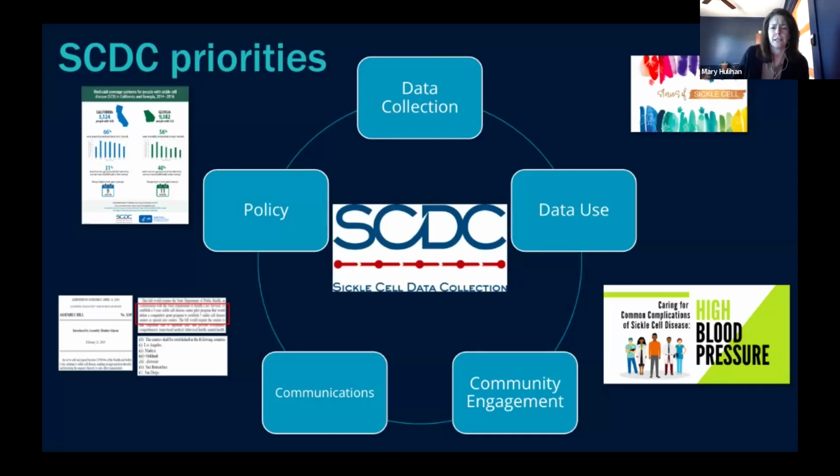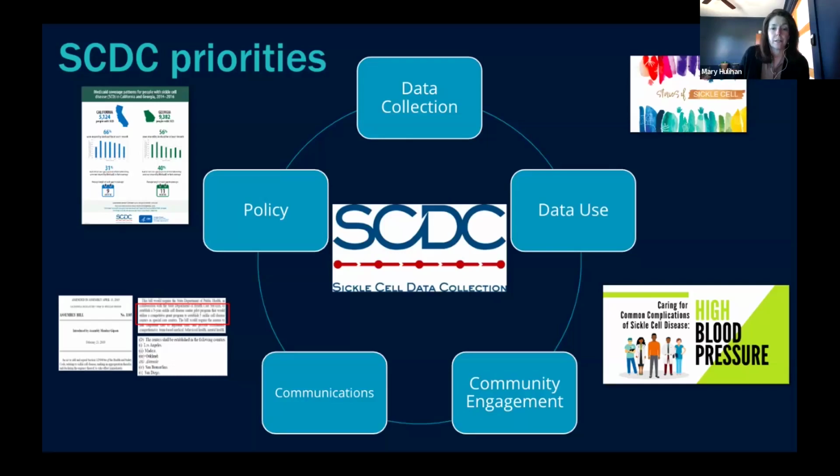And then we need to use that data. The benefits of the system are only going to be realized when that data is put to use. Next, we must engage with the sickle cell disease community. And this is the sickle cell disease community as a whole. So we're talking about people living with sickle cell, their families, their caregivers, community and advocacy organizations, healthcare providers, teachers, school systems, really all of the partners that are needed to be given the opportunity to understand and use this data in ways that can positively impact people living with sickle cell.